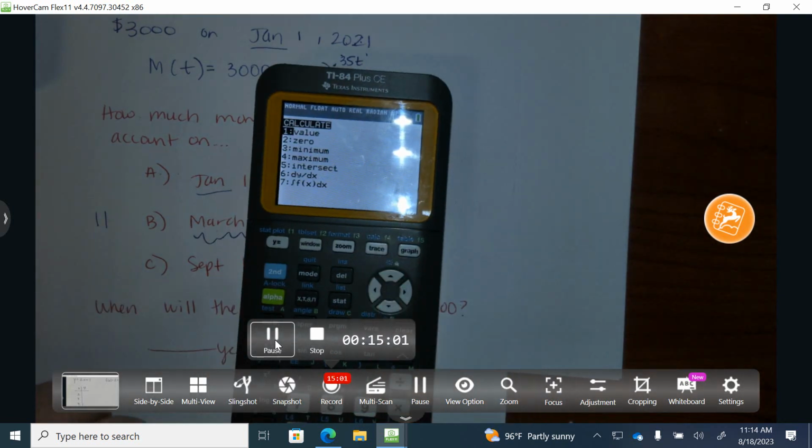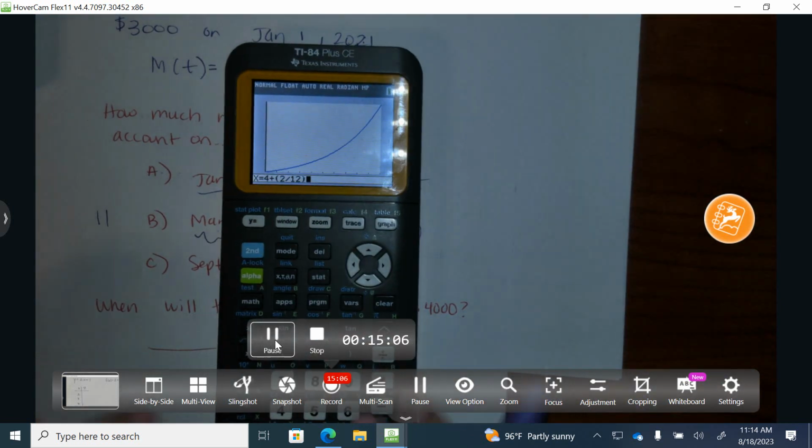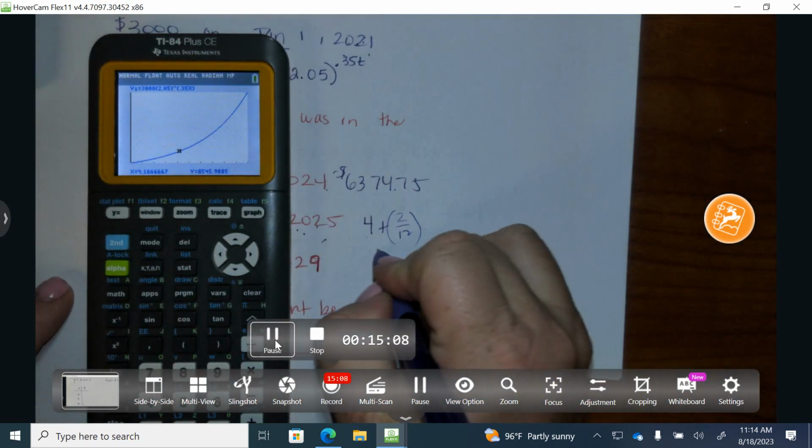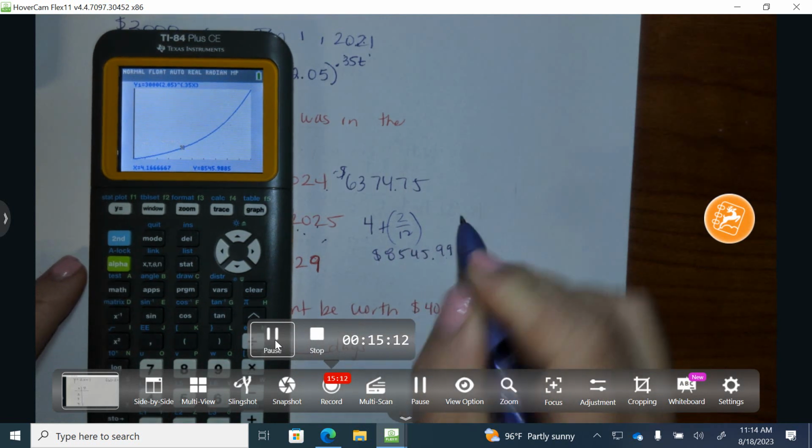Let's try this again. Value of 4 plus 2 divided by 12. Yep, $8,545 and rounded 99 cents.